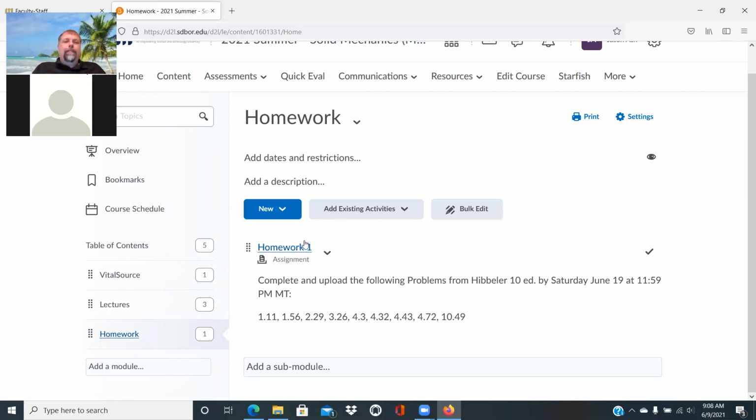This is placed out as a drop box. It's a new drop box that's added, so you should be able to see that show up as a drop box where you're able to upload that PDF file. After you do your homework, scan that in as a PDF file and then upload that file to the drop box.